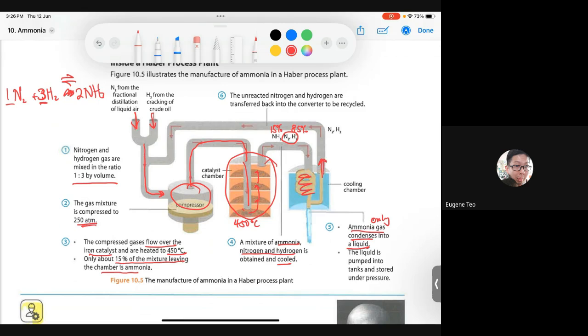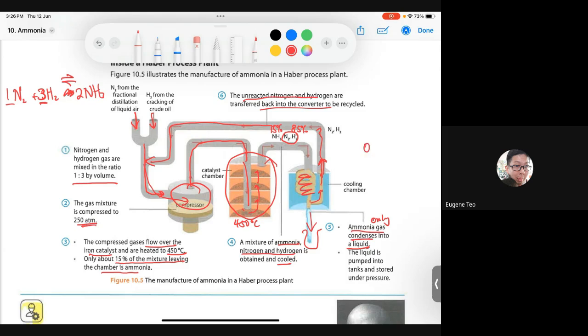Okay, so the liquid is now pumped into tanks and stored. So imagine there's a tank here. It's pumped to the tank and stored. The unreacted nitrogen and hydrogen is actually pumped back into the converter. So you can see the whole thing comes out here and then goes through the whole process again. So you realize they recycle. The whole system is kept closed so that the nitrogen and hydrogen do not escape. They will just keep collecting all the ammonia that is being produced here.